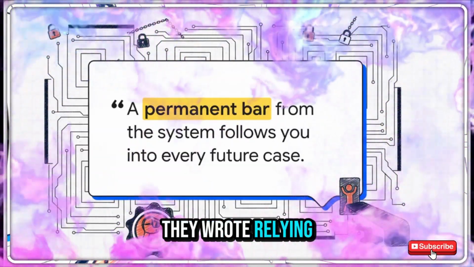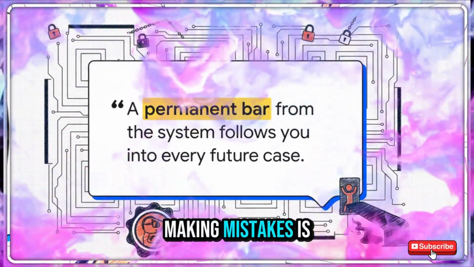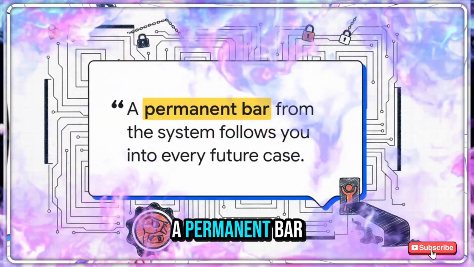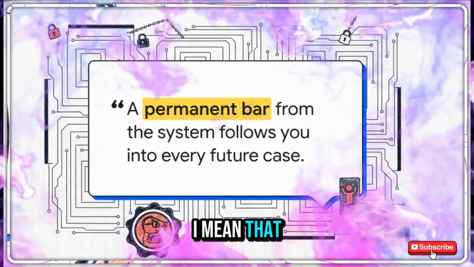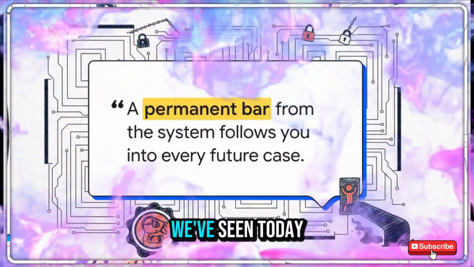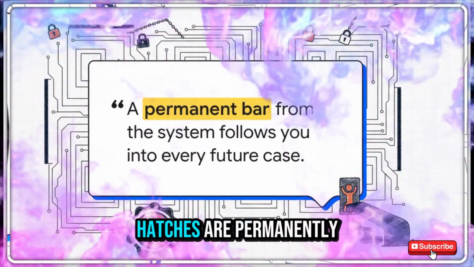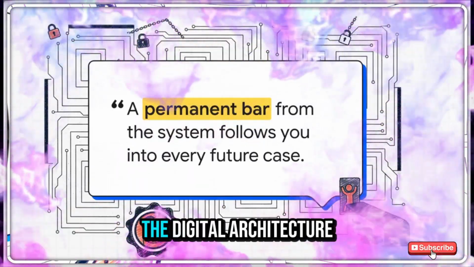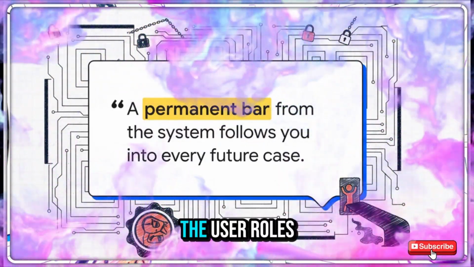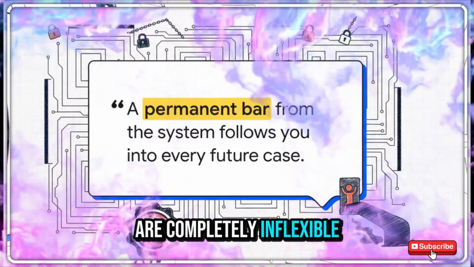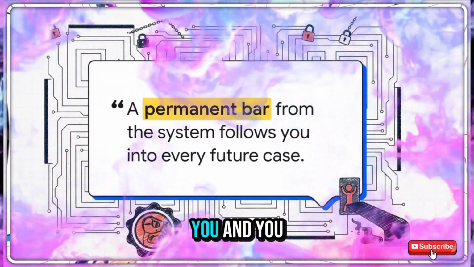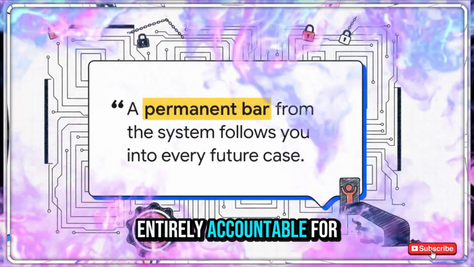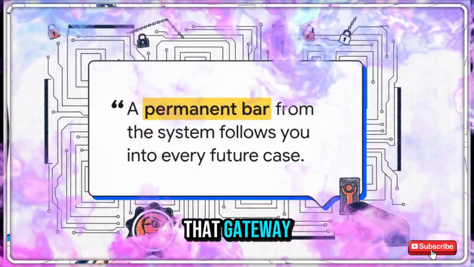They wrote, "Relying on adjudicators making mistakes is not a strategy. A permanent bar from the system follows you into every future case." I mean, that hits the nail right on the head. We've seen today that those old escape hatches are permanently closed. The digital architecture is rigid, the user roles are completely inflexible, and a finding of misrepresentation is a permanent stain. You and you alone are entirely accountable for the data you push through that gateway.